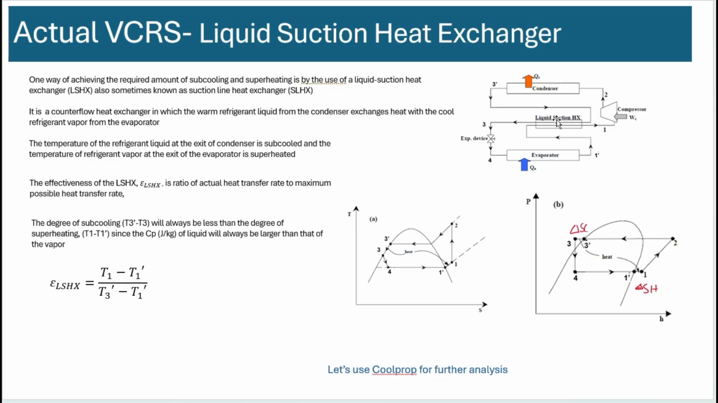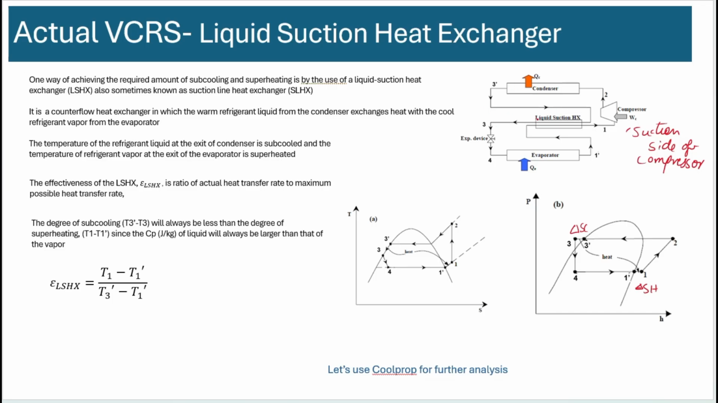It is usually called a liquid suction heat exchanger. So the term suction comes because it's on the suction side of the compressor. Okay, it's right before the compressor. A lot of times anything that's going into the compressor we refer to as suction. Anything that is coming out of the compressor we refer to as discharge. So the suction line is exchanging heat with the liquid line coming from the condenser.